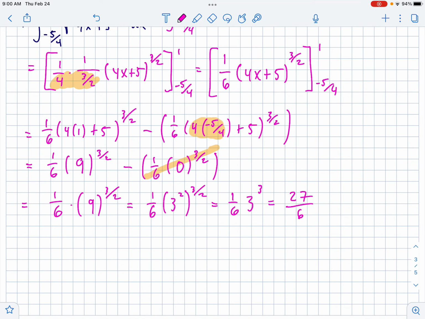Oh, that can be simplified. They're both divisible by 3. So, what was that? 9/2? Let's check the book. We did it, you guys. 9/2.